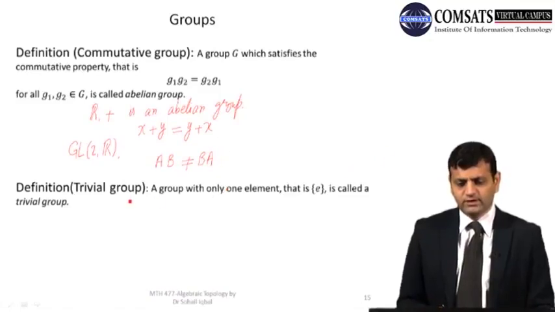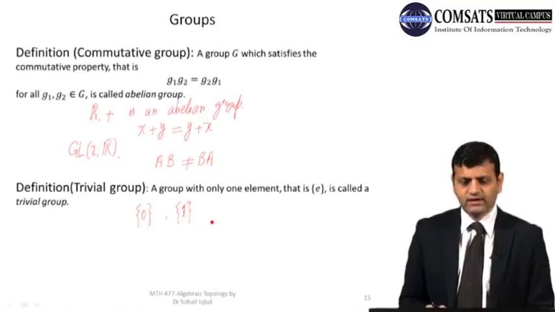So what is a trivial group? A group with only one element, that is E, is called the trivial group. For example, the group containing only the 0 element is a trivial group. Similarly, a group containing only the multiplicative identity is also a trivial group. And similarly, we can also define a group containing only the identity matrix, which is also a trivial group.